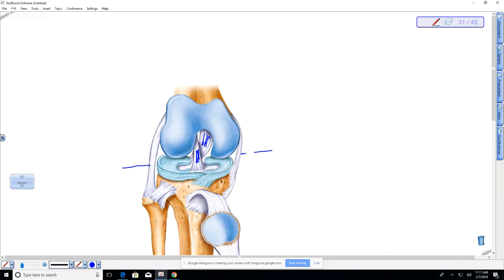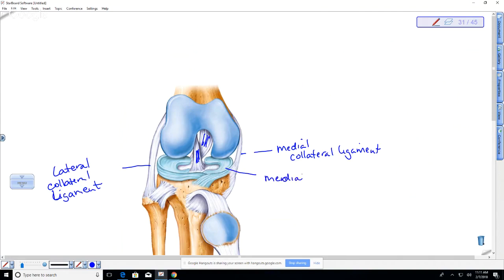So this would be the medial collateral ligament, right? This would be the lateral collateral ligament. Right? So this would be the medial menisci. The other one would be the lateral menisci. And notice that they articulate and create a deeper depth of articulation because we have this articular cartilage in there. So this would be the lateral menisci.